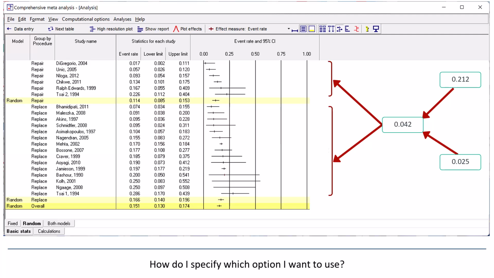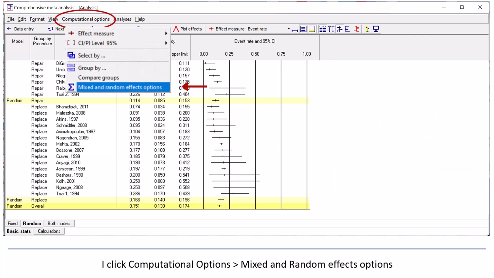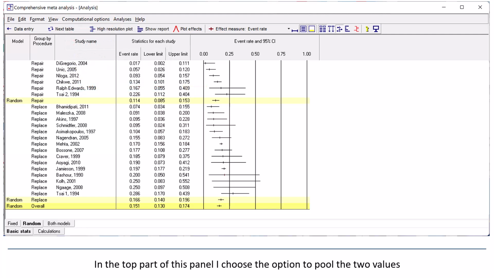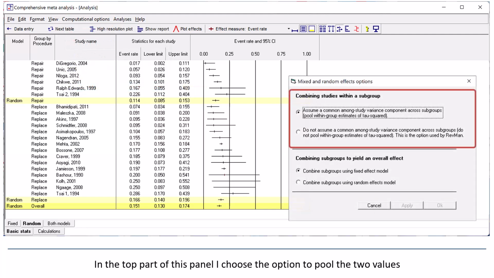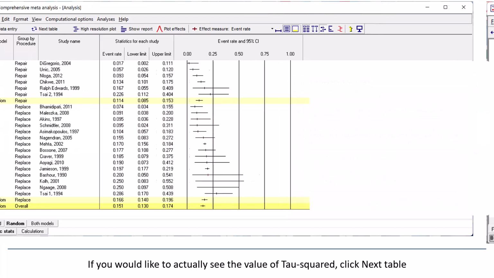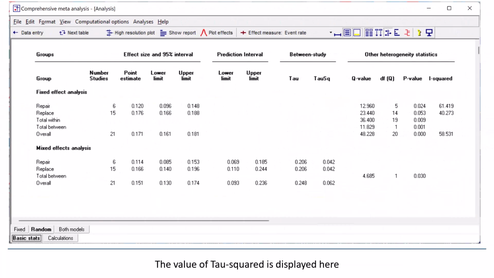How do I specify which option I want to use? I click Computational Options, Mixed and Random Effects Options. And in the top part of this panel, I choose the option to pool the two values. If you'd like to actually see the value of tau squared, click Next Table. The value of tau squared is displayed here.